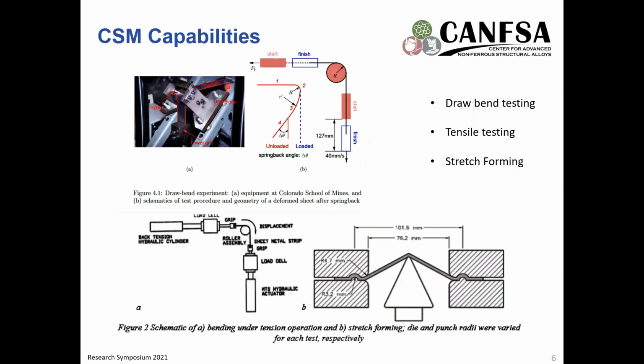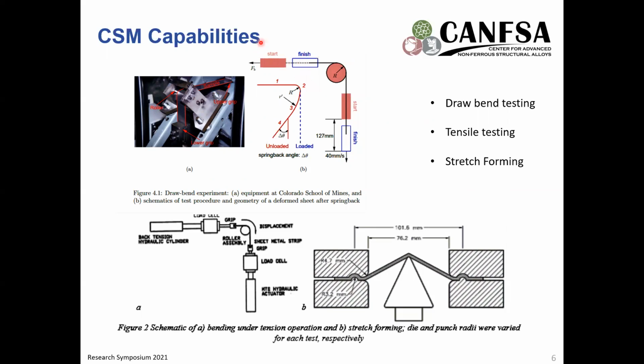So we have 2 grips and a sample that is loaded over a roller or a die. As you can see here, there's the initial start position of the grips, and as it is pulled, it finishes here. And this one starts here and finishes here.